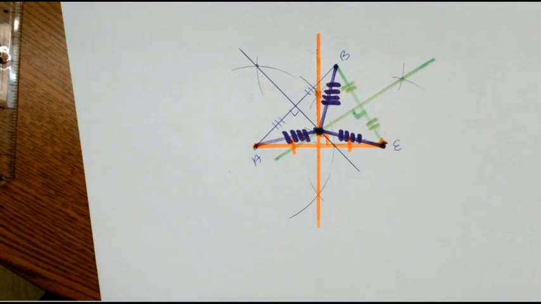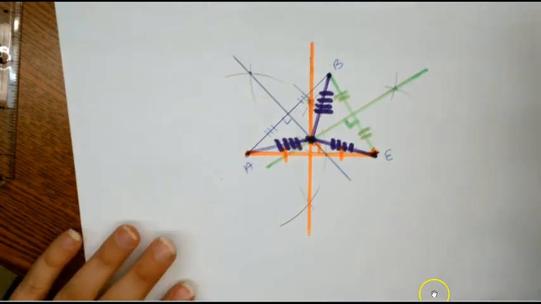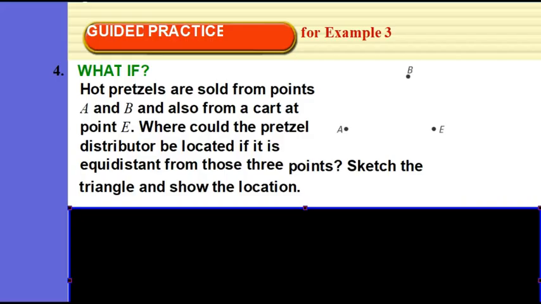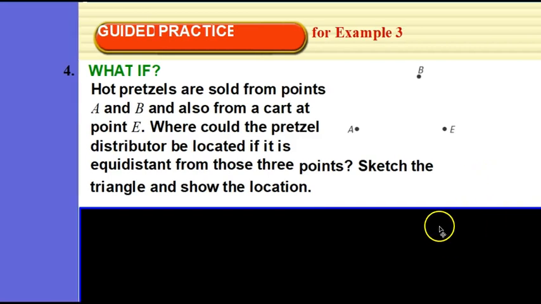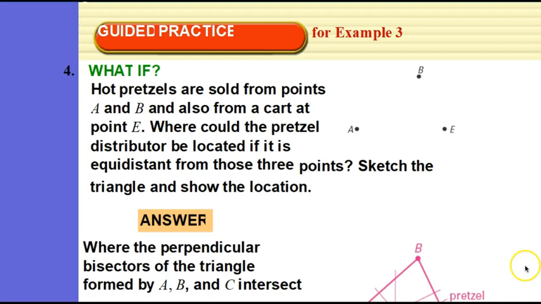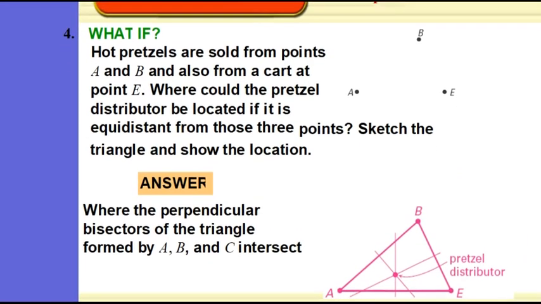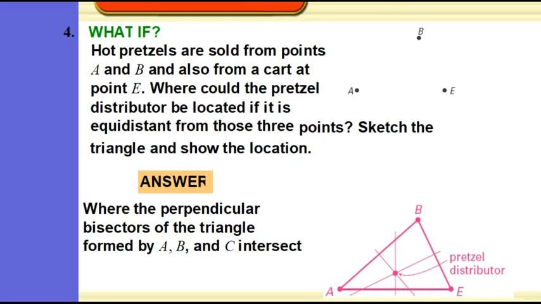Alright, are you guys understanding this? Alright, so moving back to our flip chart, we are going to reveal this. Let's shift this down a little. Alright, so that's where they say the pretzel distributor should be, and it looks just like that on our example.